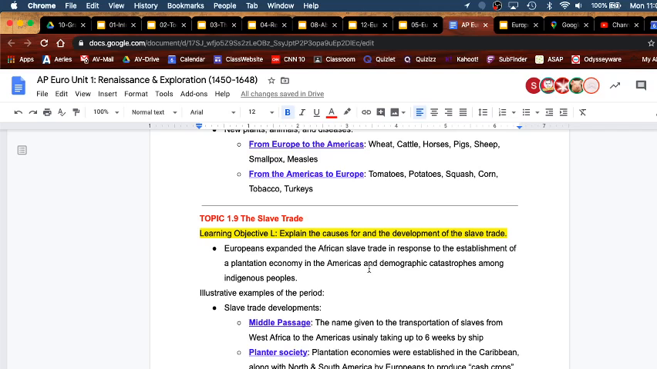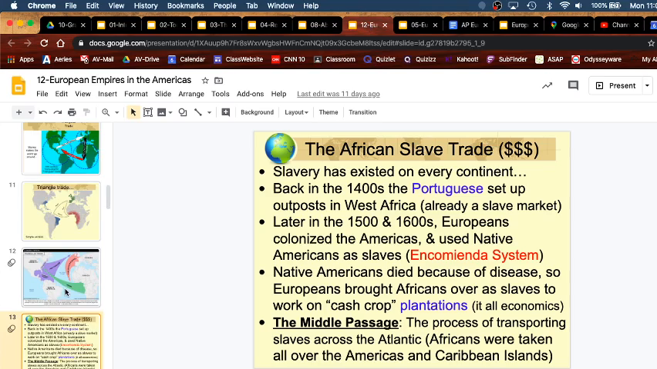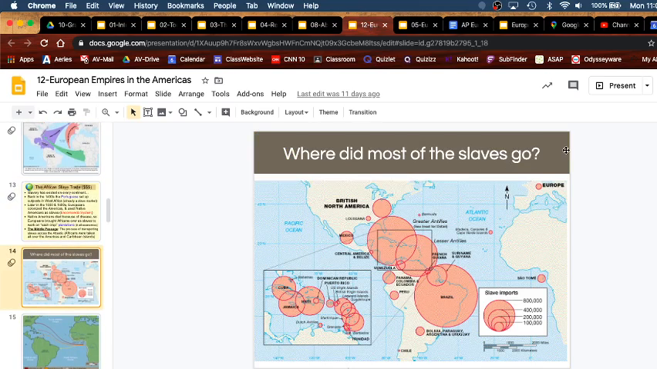Topic 1.9 on the slave trade is one of those chapters in the history of the world that's ugly. Sometimes Americans think that slavery is their story and their history, and it is. But it's a world history thing. It's not just something that happened in the United States. Perhaps I should start off with this visual aid right here.